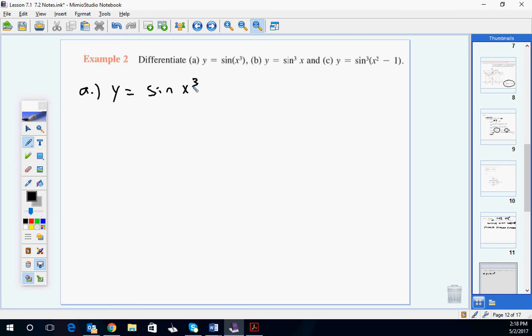So hopefully you've heard enough now. Derivative of sine is cosine. We keep the x cubed. We put a 3x squared out here in front. Again, you can put it in the back, it doesn't matter. The book's always going to pull whatever the derivative was out and put it in front. 3x squared, because that's the derivative of the inside.